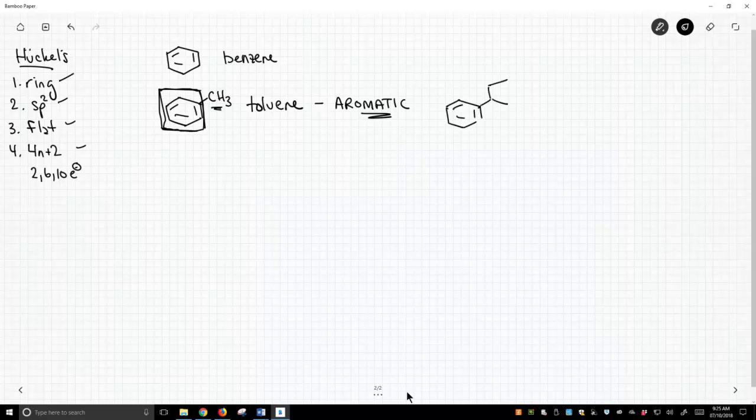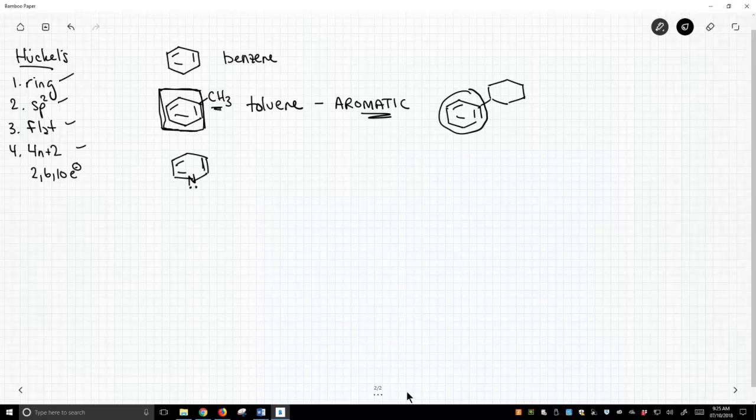So this would be cyclohexyl benzene. That's aromatic too, okay? Because part of it is aromatic. So if part of the molecule is aromatic, we will still refer to it as an aromatic molecule. Pieces may not be aromatic, but we'd still say it's an aromatic compound. It contains an aromatic ring. So that's what we're looking for. Okay, so anything with a benzene ring is going to be aromatic.